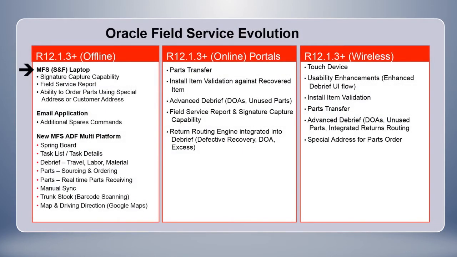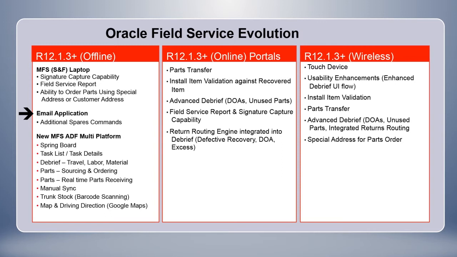In 12.1.3 Plus, we were very active. We're still enhancing our Store and Forward laptop, our Windows laptop. We have about 13 customers going live with it on 12.1.3, some very large customers. And so we continue to support that platform. We've added things like signature capture, a field service report, ability to order parts using special addresses, and so forth. And we're continuing to do enhancements in this area as it's a very important product for many of our customers. In the email application, we added some spares commands.